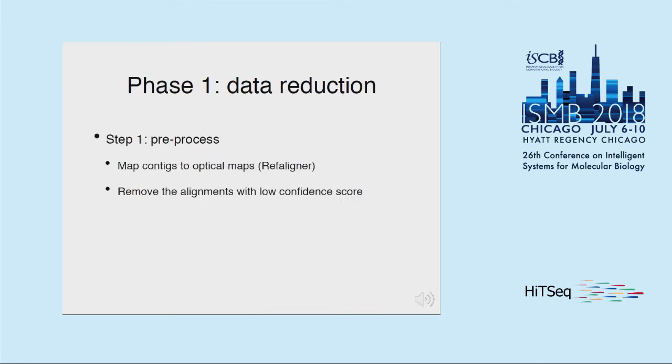Phase 1 has 4 steps. Step 1 is the pre-process. We map the context to optical maps by Reference-aligner. Reference-aligner is an alignment tool proposed by the Bionano company. Then we remove the alignments with low confidence. The confidence is a kind of score generated by Reference-aligner, which represents the reliability of each alignment.